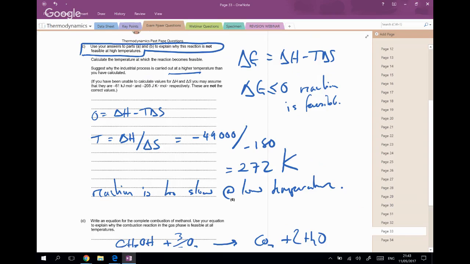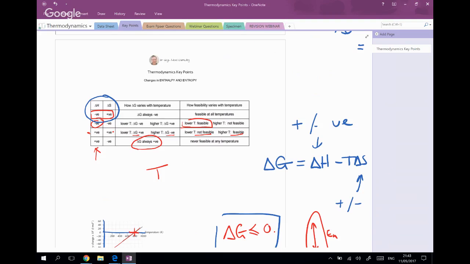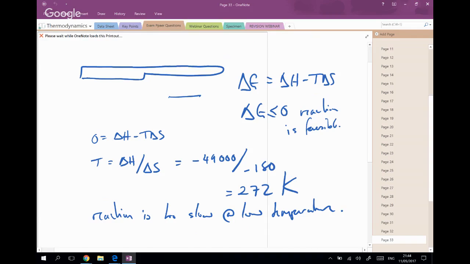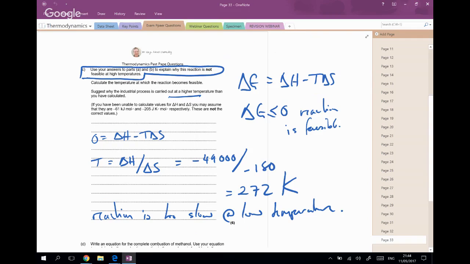So the reason that it's not feasible at high temperatures here is because of the entropy changes. So here we had a negative enthalpy and a negative entropy, I think. And what that means is at higher temperatures, delta G is positive. So you're right, I didn't answer that, but that is our reason for that particular example. Okay.